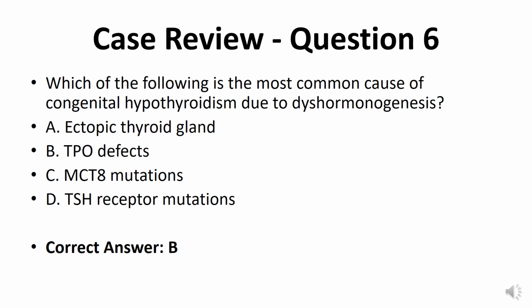To understand this, let's first separate the two major categories of congenital hypothyroidism. The most common overall cause is thyroid dysgenesis, where the thyroid gland is absent, underdeveloped, or located in the wrong position. But this question specifically asks about dyshormonogenesis. In dyshormonogenesis, the thyroid gland exists, but one of the biochemical steps required for thyroid hormone synthesis is defective. Among these inherited synthesis disorders, defects in thyroid peroxidase, or TPO, are the most common cause.